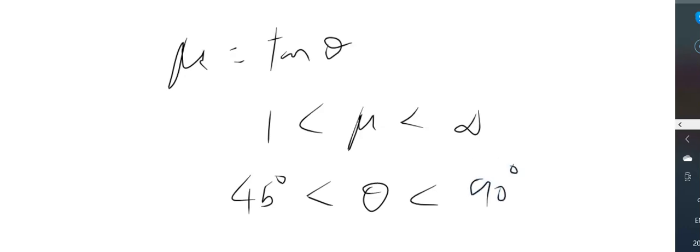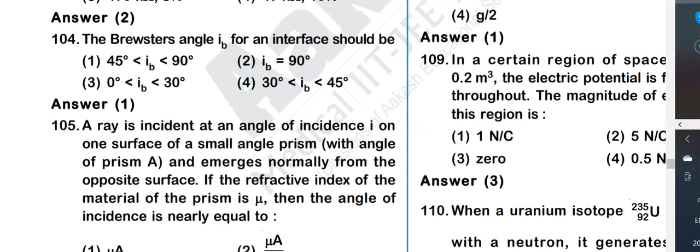What can be the value for theta? Take tan 1. When will it be tan 1? When theta is equal to 45 degrees. And when can tan be infinite or undefined? It will be at 90 degrees. So this should be the correct option: 45 degrees to 90 degrees. Option 1 is the correct answer. 45 degrees less than IB less than 90 degrees.